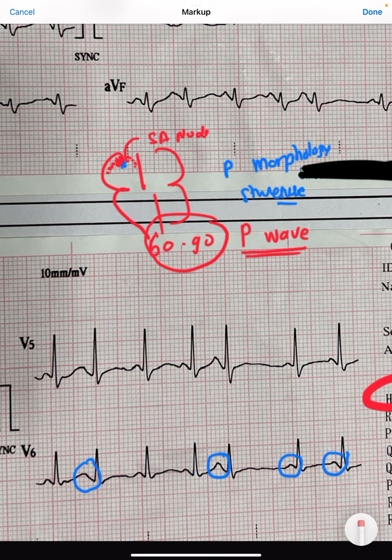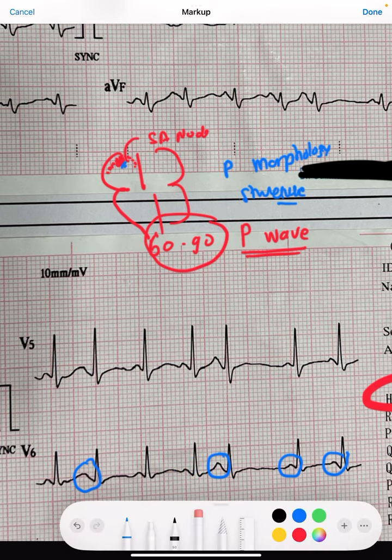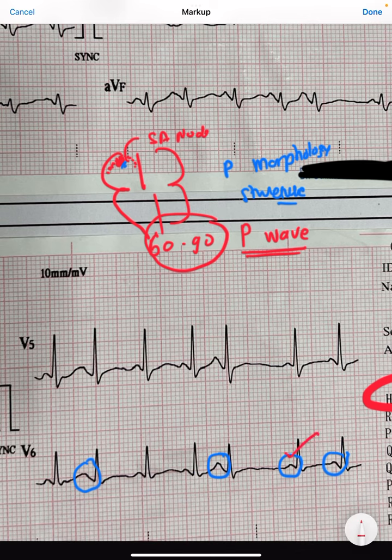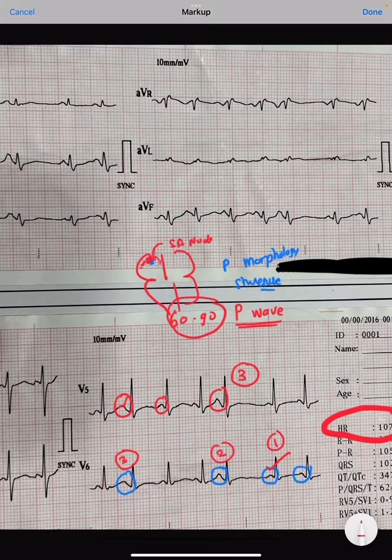I will show you. These are different morphologies. This P wave is different. This is one morphology, this is a different morphology, and this is totally different. So there are a total of three different morphologies of P wave which we can see in this particular ECG. Here also, the P wave is here. This is notching. So this P is different, this P is different, and this is totally different. So there are three different morphologies of P wave.